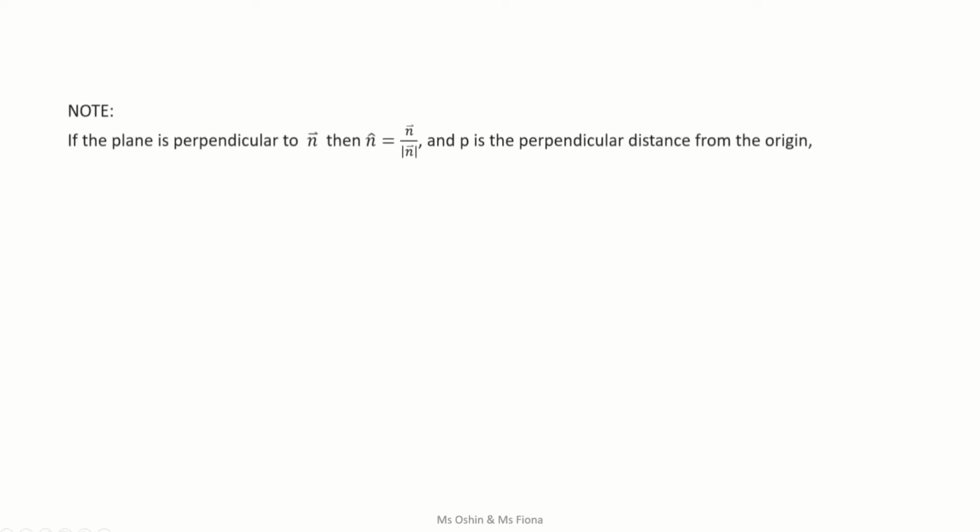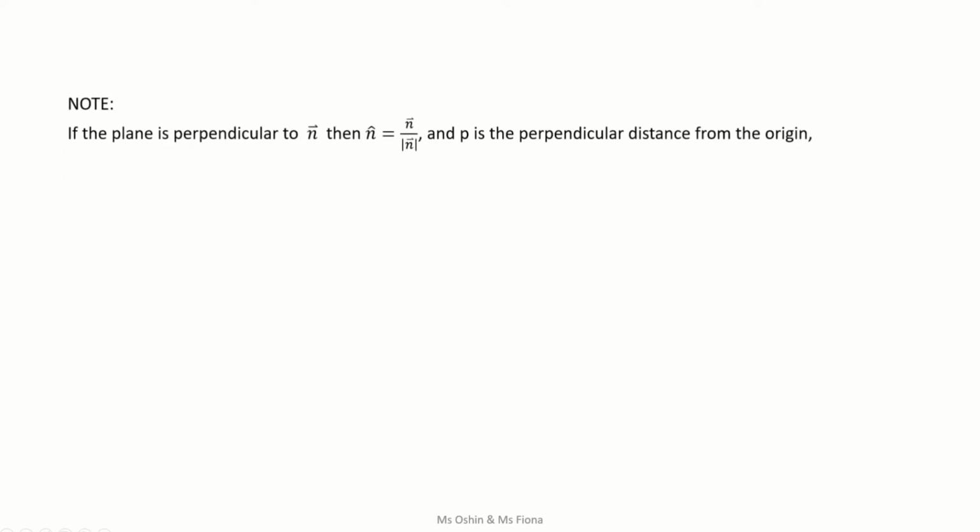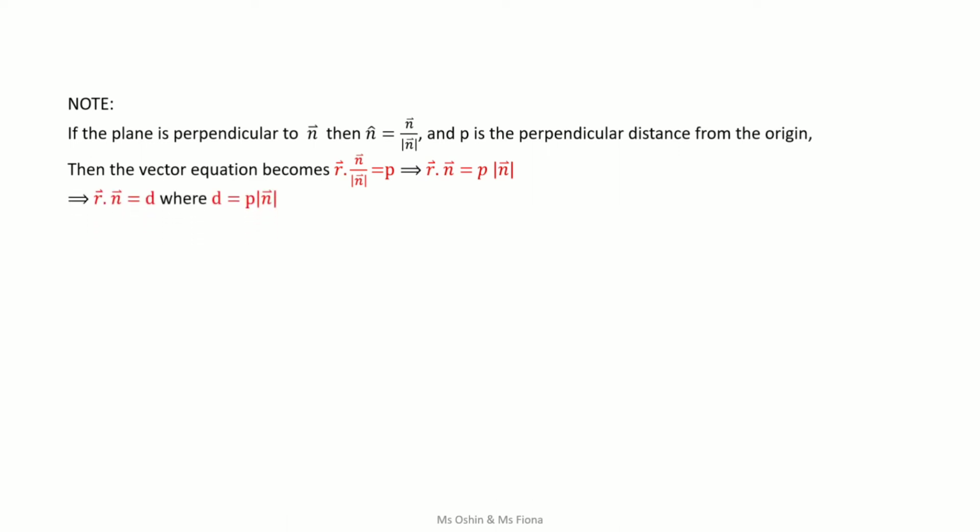Note that when the plane is perpendicular to n vector, then n cap is given by n vector upon magnitude of n vector. And if p is the perpendicular distance from the origin, then the vector form of the equation, that is vector r dot n cap is equal to d, becomes vector r dot n vector divided by magnitude of n vector is equal to p, which implies vector r dot vector n is equal to p into magnitude of vector n, which will imply vector r dot vector n is equal to d, where d is equal to p into magnitude of vector n.